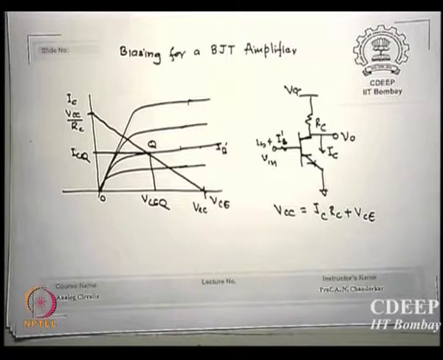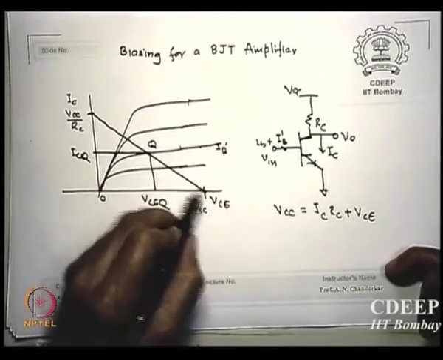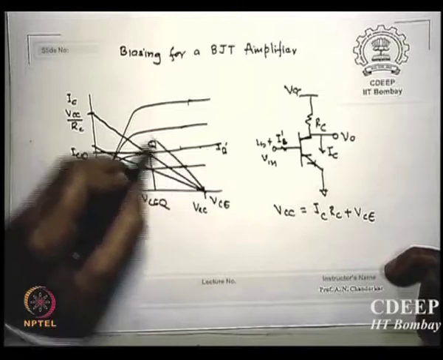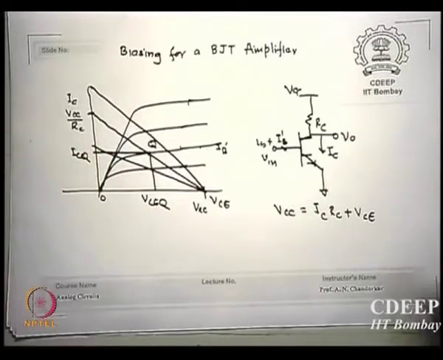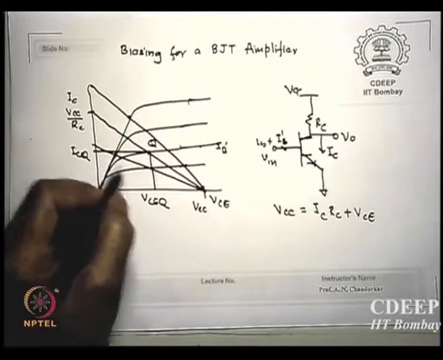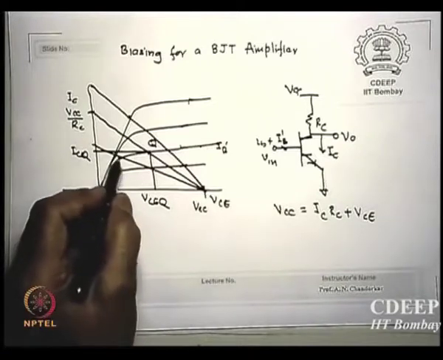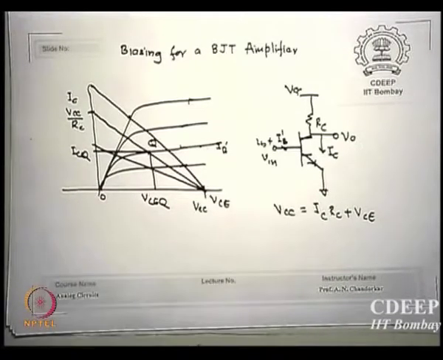So what is the typical criterion VCEQ should have? I can have different load lines. For example, I may have a load line something like this, or something like this. What changes? It changes the intersection of the load line with the transistor characteristics. That means it can be here or here, or somewhere else, depending on the RC I choose. Essentially what is going to change is the value of VCEQ as well as ICQ.